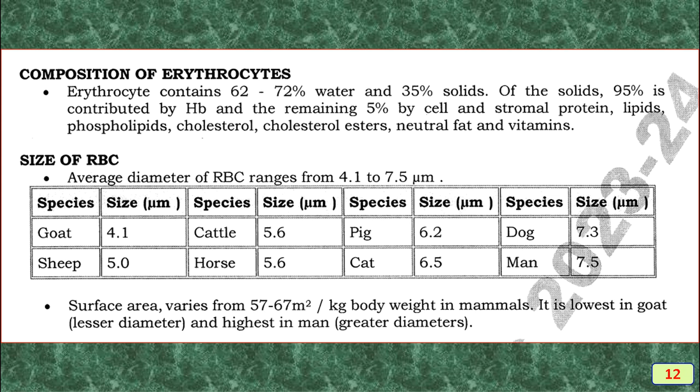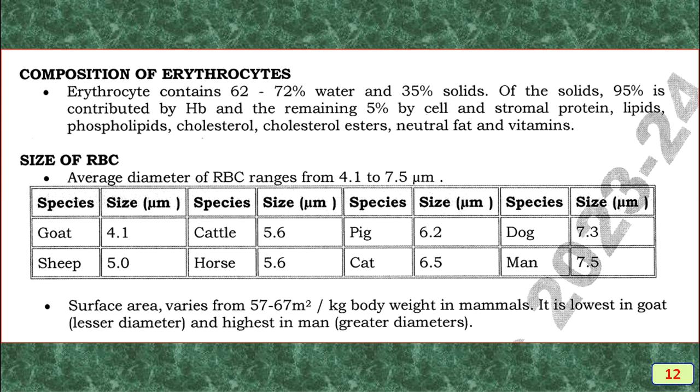So the composition of erythrocytes is 62 to 70% water, and 35% of the erythrocytes is solids. Of the solids, 95% is hemoglobin and the remaining 5% is cell and stromal proteins. Then lipids, phospholipids, cholesterol, cholesterol esters, neutral fat, and vitamins are also there.